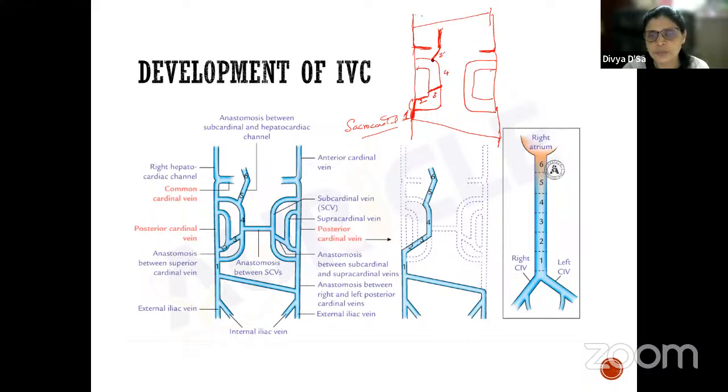Fifth is the anastomosis between the subcardinal and the hepatocardinal segment. Okay. Hepatocardiac channel. And sixth will be this one. So that is the 6 parts through which the inferior vena cava forms. Okay. So the renal segment, we call it this one, because this subcardinal, I told you, it drains basically the kidney regions. Okay. So this is known as the renal. Okay. This is the sacrocardinal. And the remaining, this one is the hepatic segment. Okay.